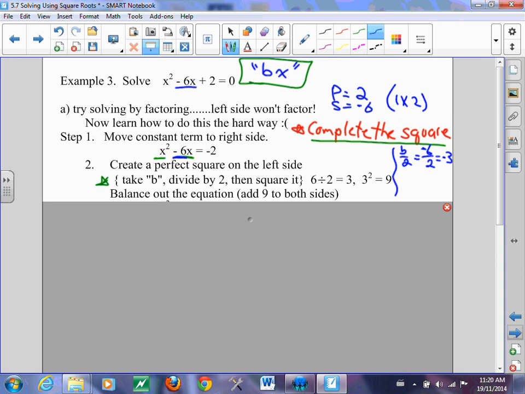Okay. The next thing we need to do is take whatever our answer is from the first line and square it. Okay, you're going to say, Miss R, this is crazy. Why are we doing this? And I'll explain it after. So you're going to take negative 3 and square it, and that's going to equal 9.